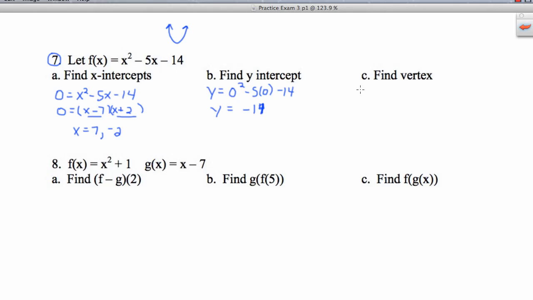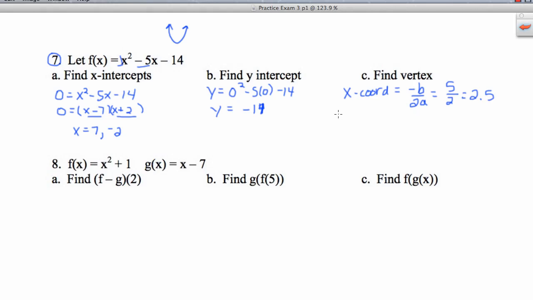The vertex. To find the x-coordinate of the vertex, you use the formula negative b over 2a. And you can find, here's your a number, 1. Here's your b number, negative 5. Here's your c number. We're not asked for that. So in this case, my x-coordinate, negative b, that'd be the negative of negative 5, so that's positive 5, over 2 times the a number. Our a number is 1, so just 2. So that's 2.5. The x-coordinate of our vertex is 2.5.